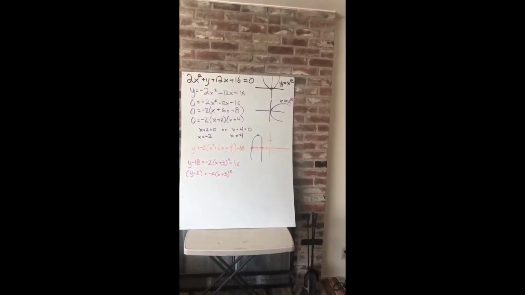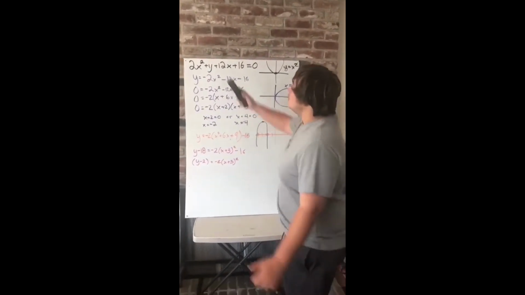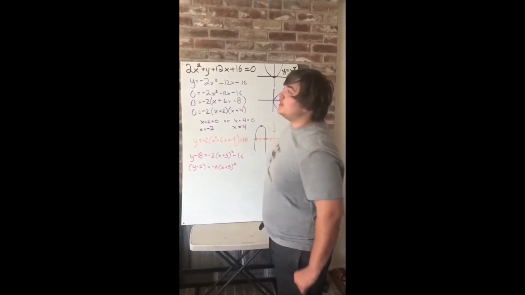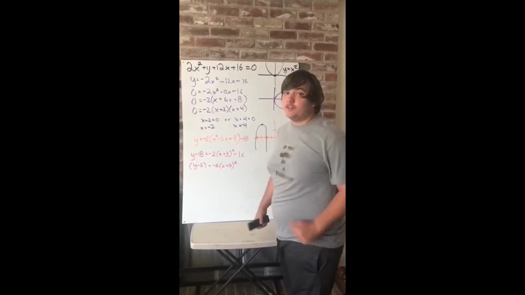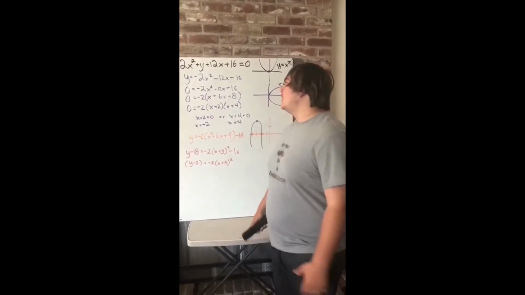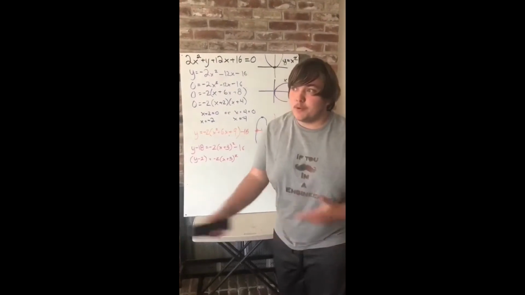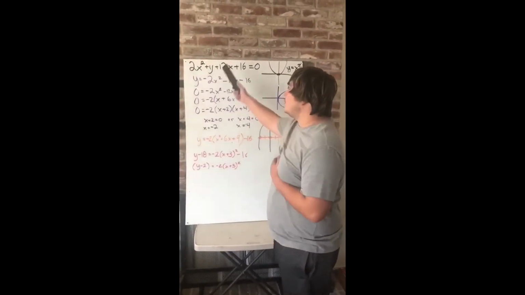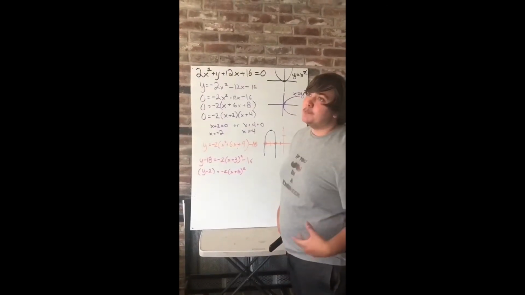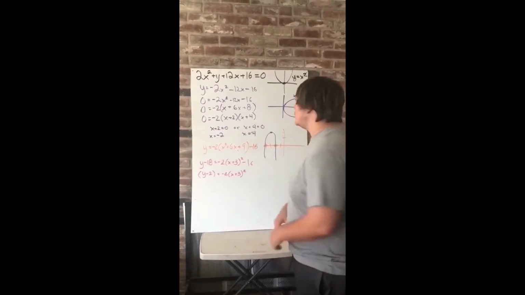Okay, starting off with our equation: 2x squared plus y plus 12x plus 16 equals 0. First off, we start thinking, which conic is it? You have all of these conics. How do you tell them apart? Well, you need a y squared. Oh wait, there's none there. So most likely it's a parabola, based on what we've learned and studied.